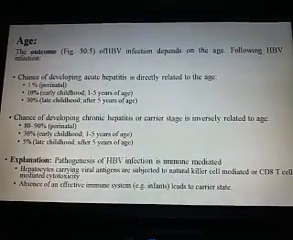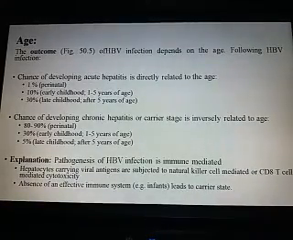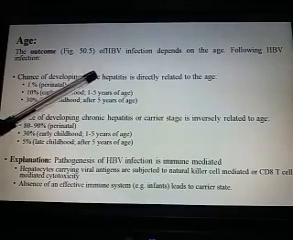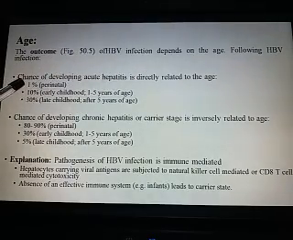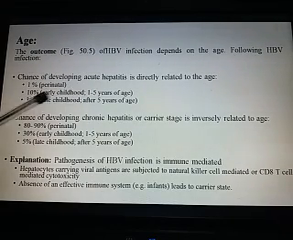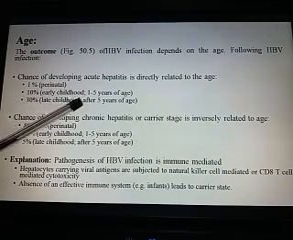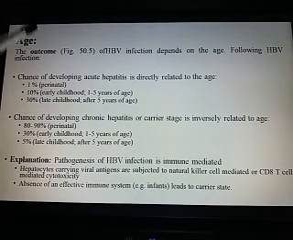Age. Hepatitis B virus infection depends on the age. You can see here very clearly the chance of developing acute hepatitis, that is the inflammation of the liver: 1% in the prenatal, 10% in early childhood, and 30% in late childhood. This is because during that time the mother's antibodies are protecting here.